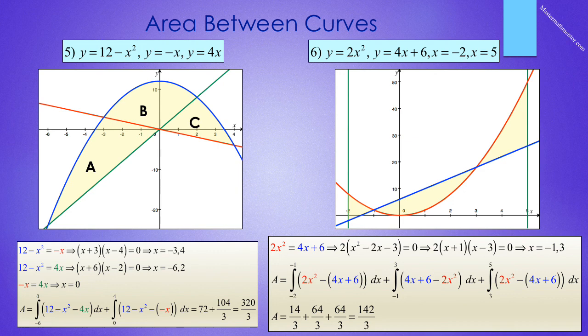And then finally, we go back to the red minus blue, integral from 3 to 5 of 2x squared minus 4x minus 6 dx. We end up getting 14/3, and the two other integrals turn out to be the same, 64/3, and our final answer is 142/3.